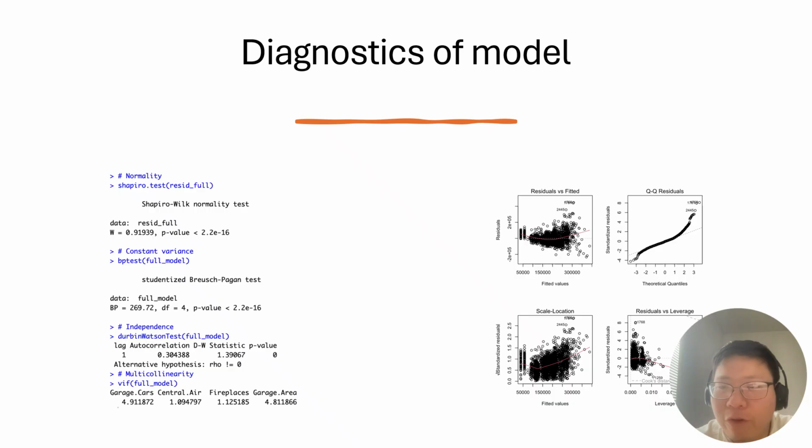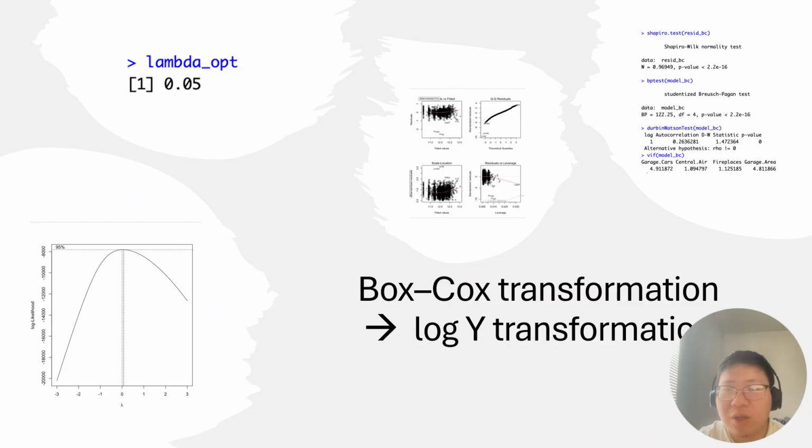For VIF for multicollinearity, the model doesn't change, so there is still no multicollinearity. The Box-Cox plot was then used to find an appropriate transformation to the response variable, sale price.